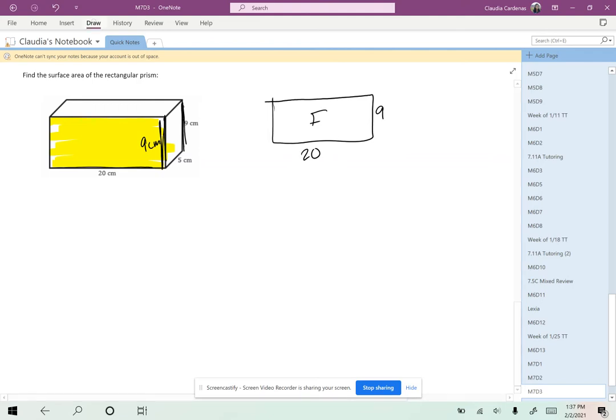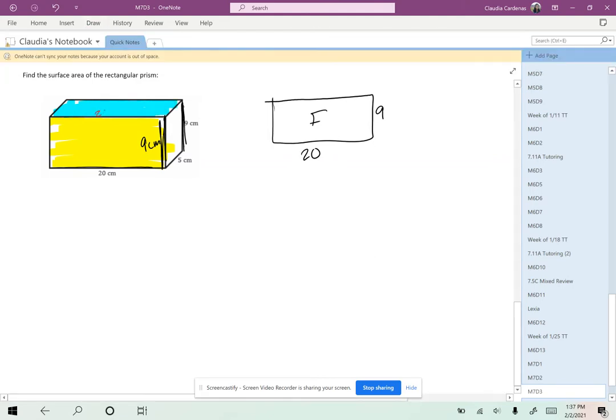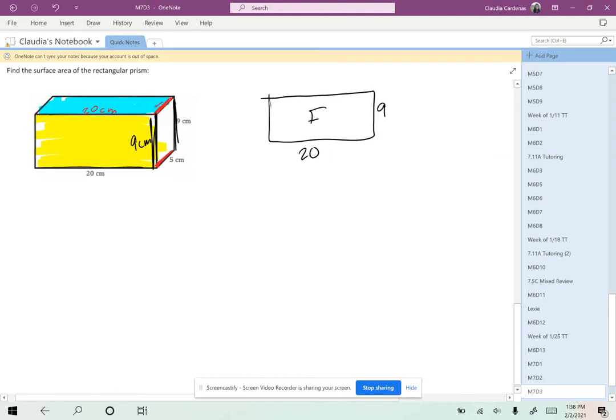Then I can also see that the top piece right here, let's look at the top piece, is 20 centimeters. And then this height, right, if this piece is 5 centimeters, then this one must be 5 centimeters as well. So let's go ahead and put the top piece on our paper. So T for top, 20 for the base, and 5 for the height.